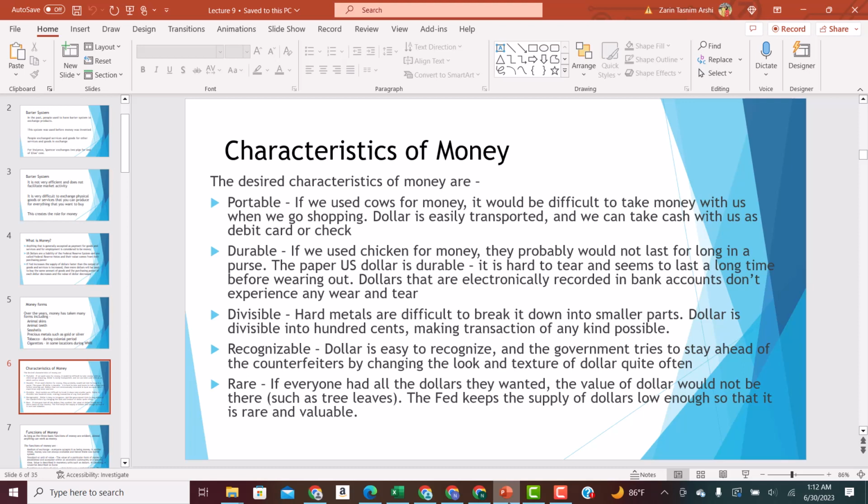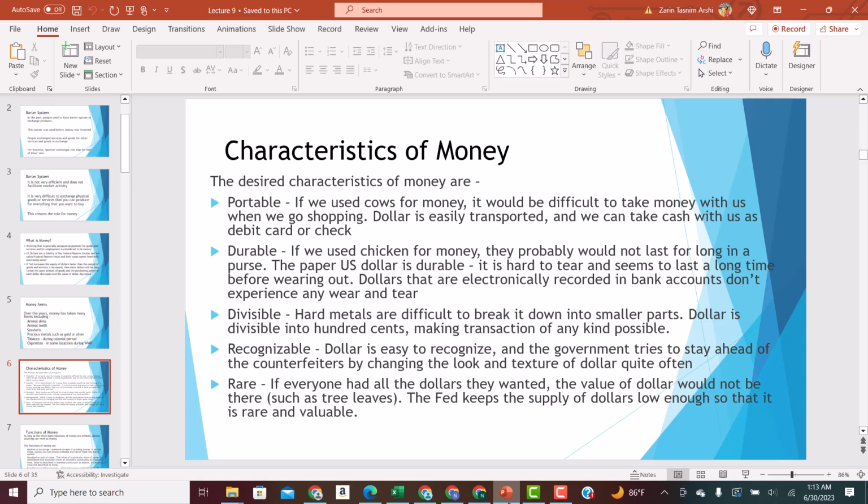Then another characteristic of money is it needs to be divisible. So divisible means a $100 bill, you can break it down into 50, 20, 10, 10, 10, right? Or let's say $10 bills, you can break it down into $1 bills. So you should be able to break it down into smaller pieces. Now, if we use hard metals, they are often difficult to break down into smaller parts. Because smaller parts are needed for smaller transactions, that's why it needs to be divisible. That's the third characteristic. The fourth characteristic is it must be recognizable.